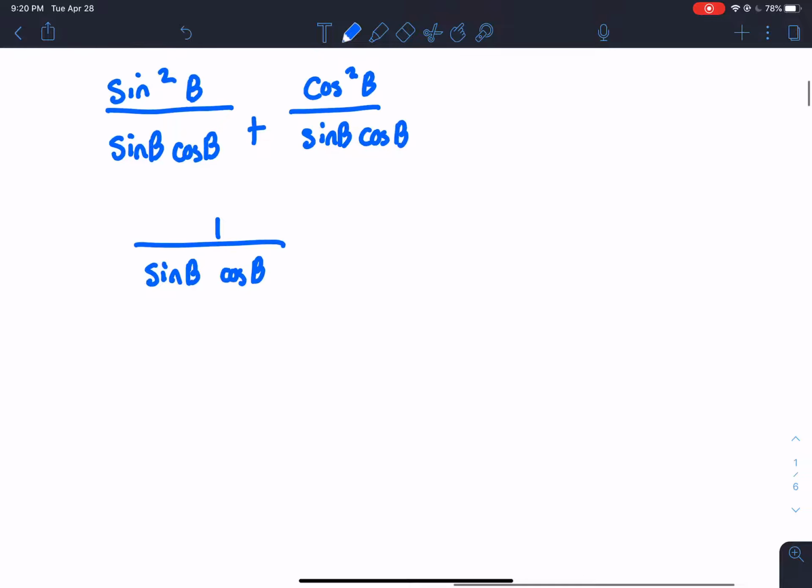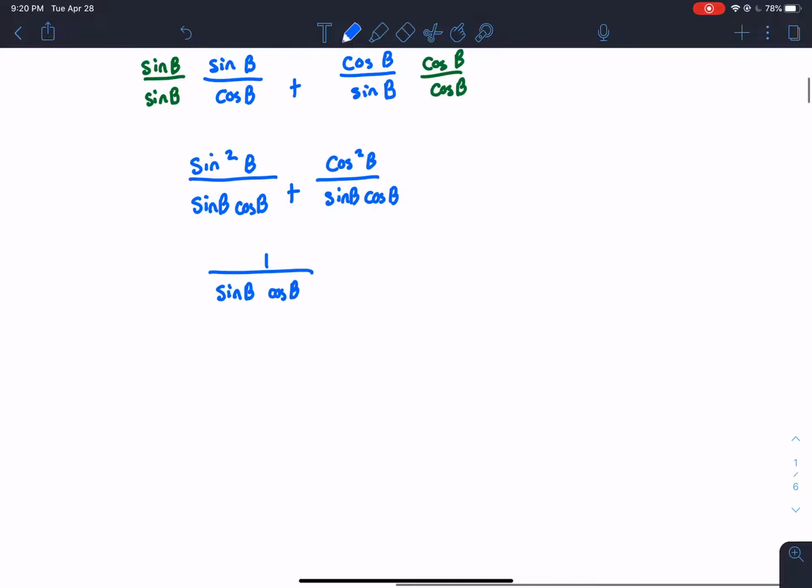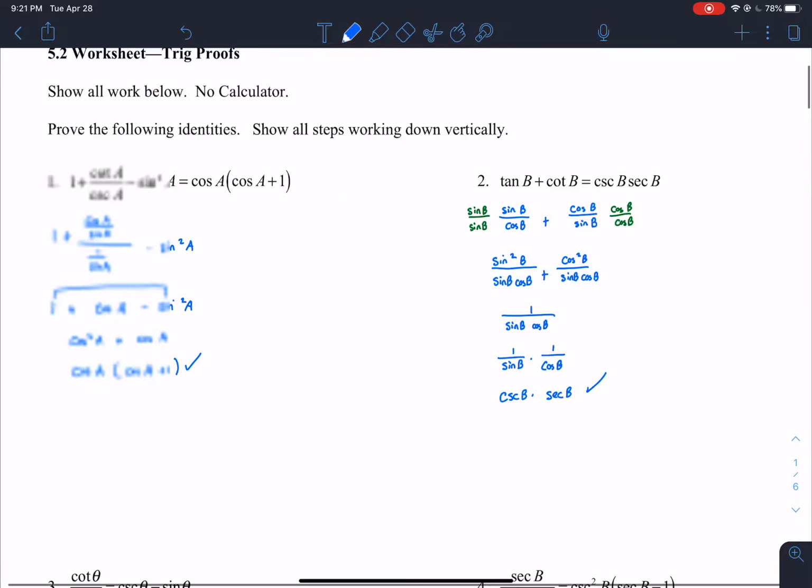Now, if you look at the other side, you have two functions. So how can you come up with these two functions from one fraction? Well, if you split the denominator up and make it like that, then this is going to give you cosecant times secant, which is what you have on the other side.